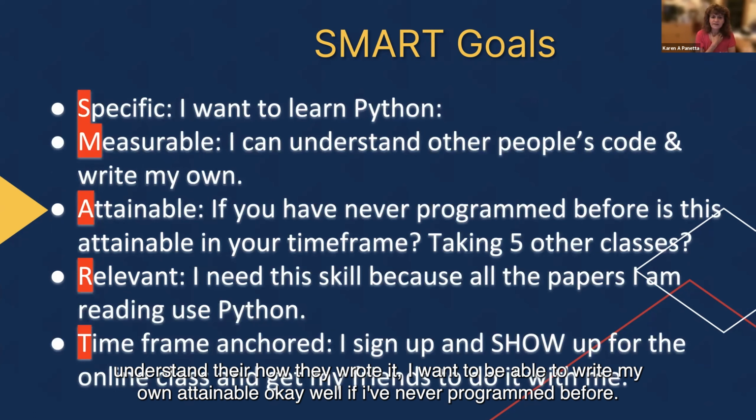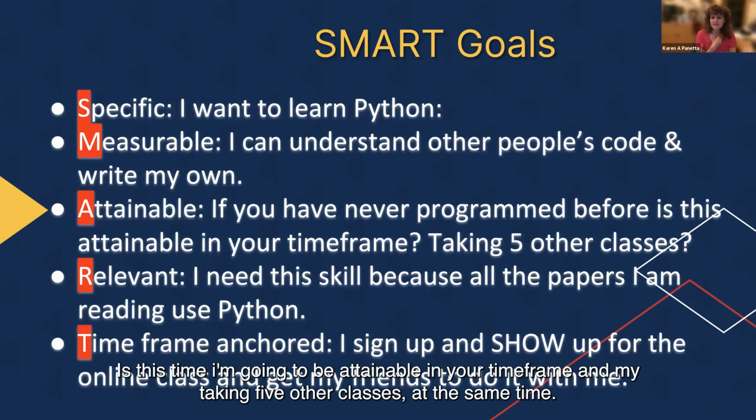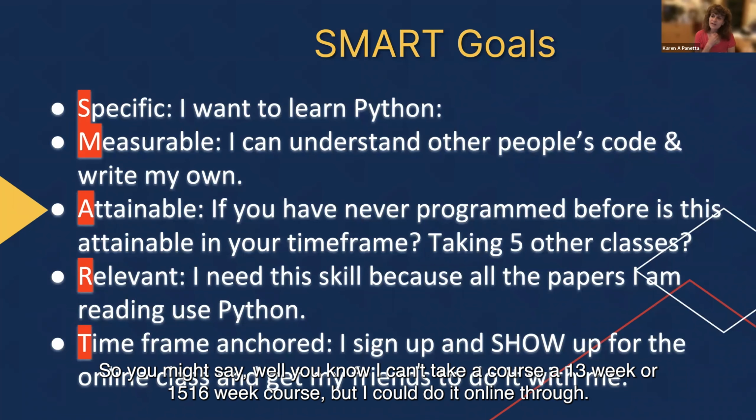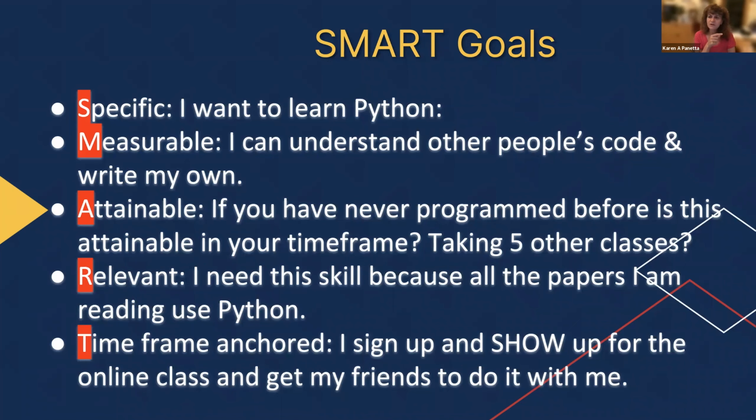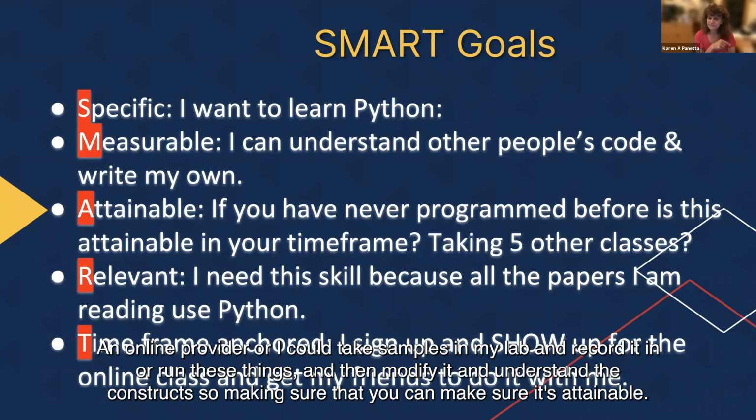Attainable: okay, well, if I've never programmed before, is this going to be attainable in your time frame? And am I taking 5 other classes at the same time? So you might say, well, you know what, I can't take a 13-week or 16-week course, but I could do it through an online provider, or I could take samples in my lab and recode it or run these things and then modify it and understand the constructs. So make sure that it's attainable.